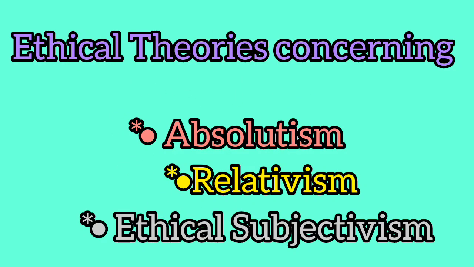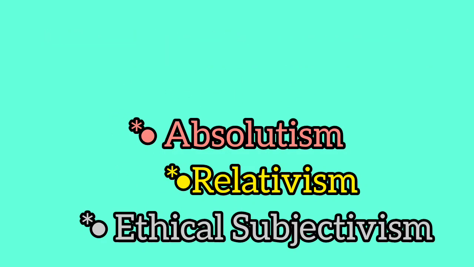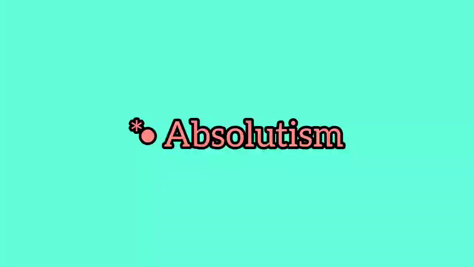There is a lack of consistency in decisions about what is right or wrong, and as a result, it can be claimed that there are no ethical or moral guidelines at all. A look at ethical theories of relativism, absolutism, and subjectivism. Moral philosophers do not agree on the nature of morality.